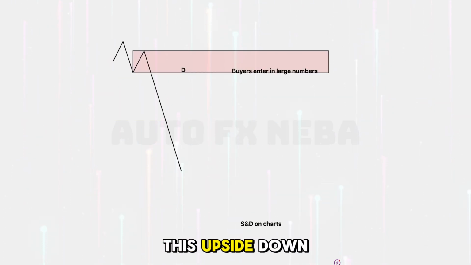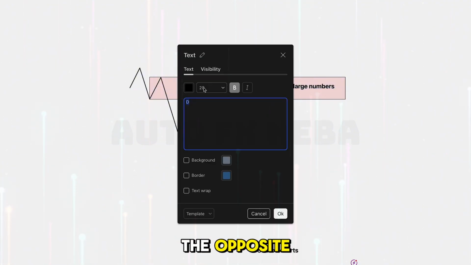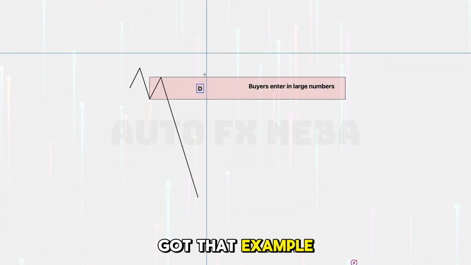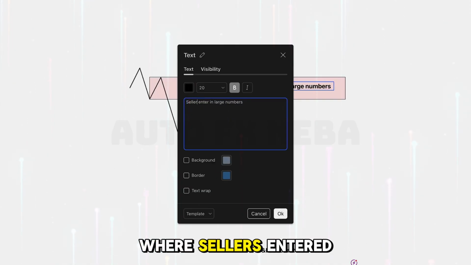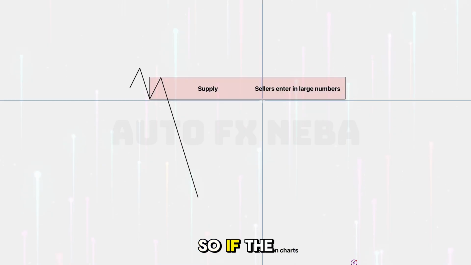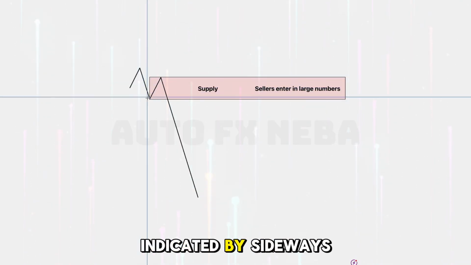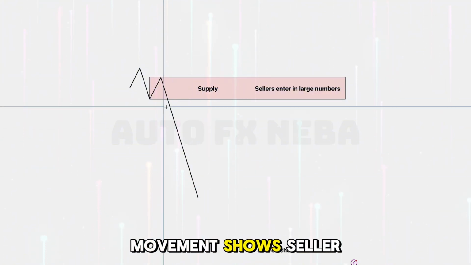Now, let's flip this upside down real quick. This then is a supply zone. So this is the opposite. It works in the same way. You probably already understand if you got that example. But basically, we are seeing here a price range where sellers entered the market in large numbers, right? So if the sellers entered in large numbers here before, which obviously is indicated by a sideways move and then a large drive down, so this impulsive movement shows seller control.